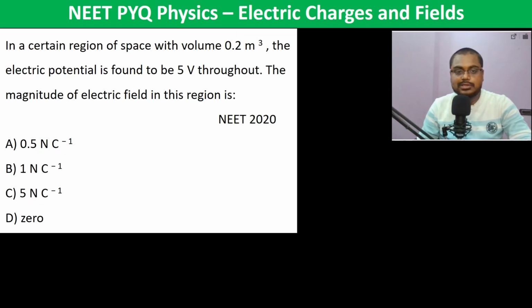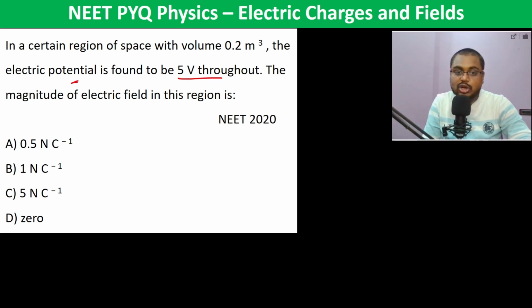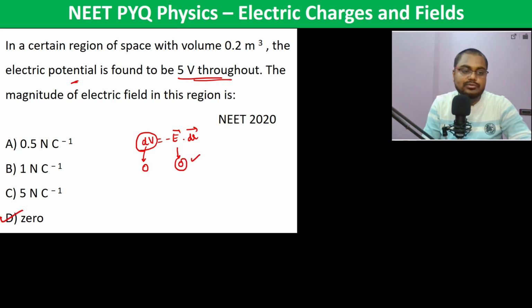In a certain region of space with volume 0.2 meter cube, the electric potential is found to be 5 volt throughout. The magnitude of electric field in this region is? If you see, electric potential is constant, so dV is equal to minus E dot dr. Since the change in potential is 0, the electric field must be 0. So D is the answer. Because there is no change in potential, the electric field is 0 in that volume.